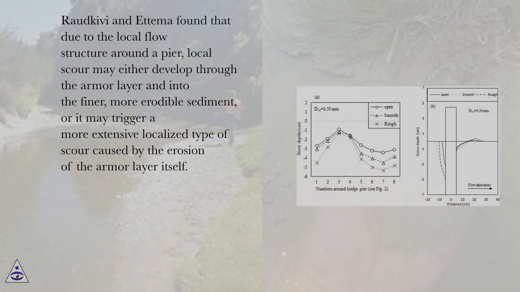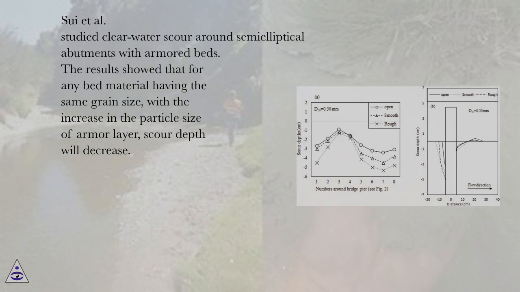may either develop through the armor layer and into the finer, more erodible sediment, or it may trigger a more extensive localized type of scour caused by the erosion of the armor layer itself. Sui et al. studied clear-water scour around semi-elliptical abutments with armored beds. The results showed that for any bed material having the same grain size, with the increase in the particle size of the armor layer, scour depth will decrease.